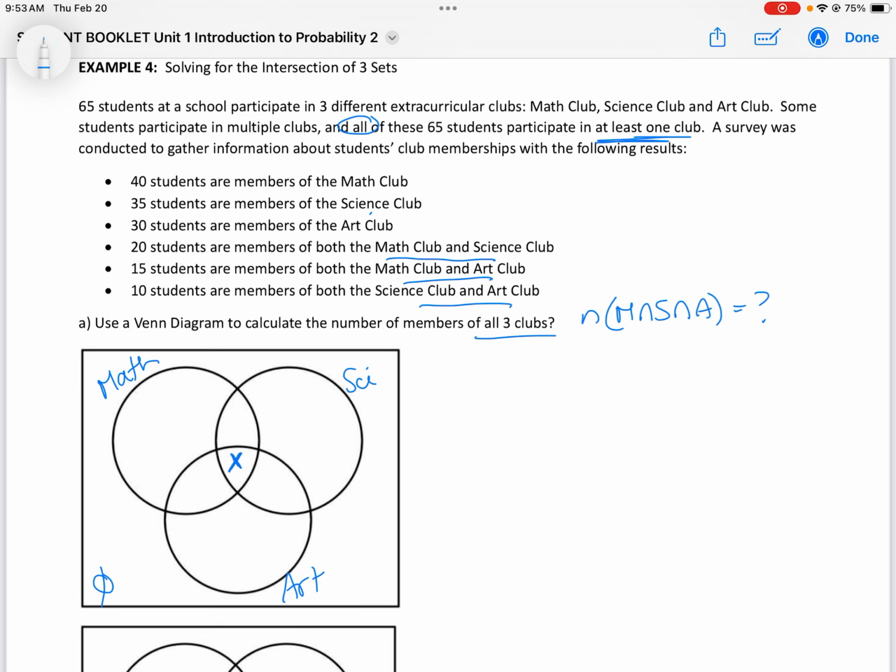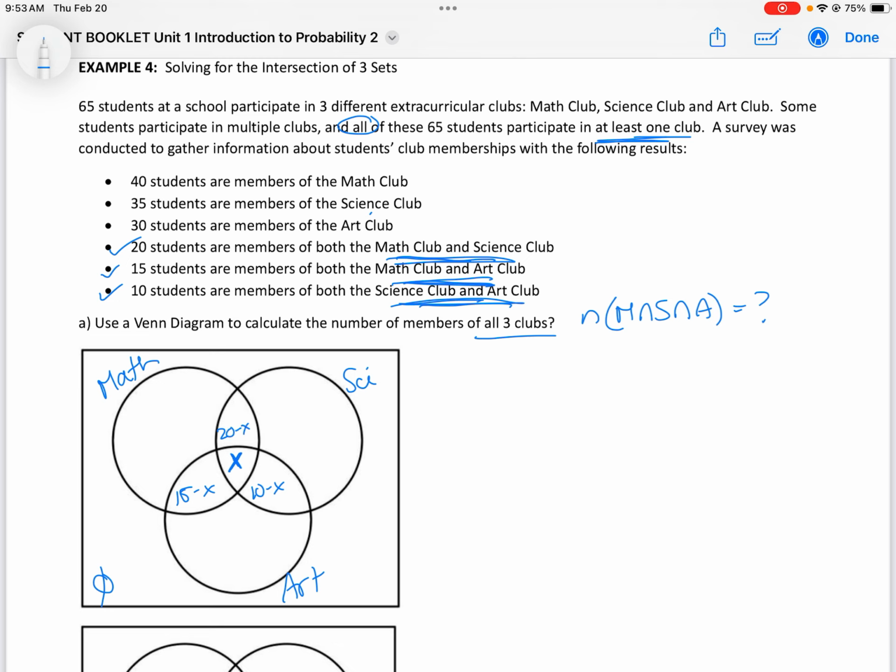The inside is going to be an X. Now, science and art is 10. This is going to be 10 minus X. Okay, that one's done. Math and art is 15. So math and art is going to be our 15 minus X. Math and science is going to be our 20 minus X.